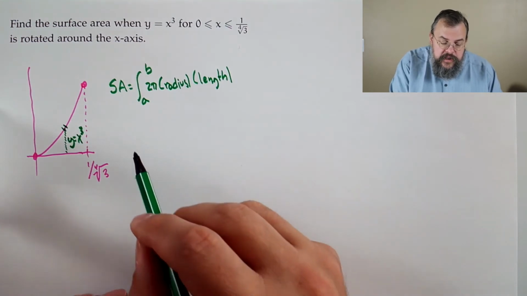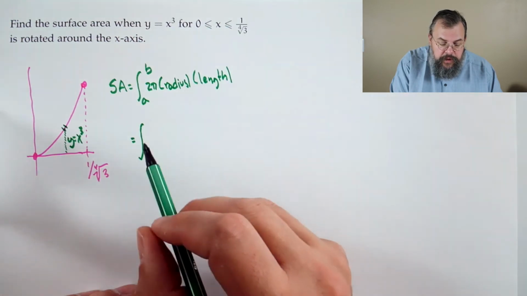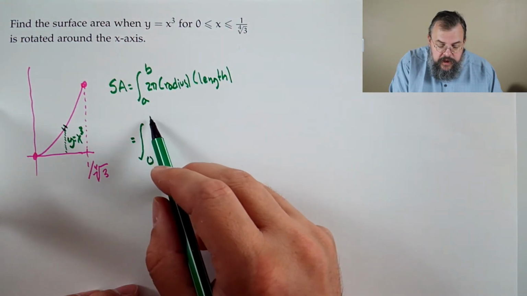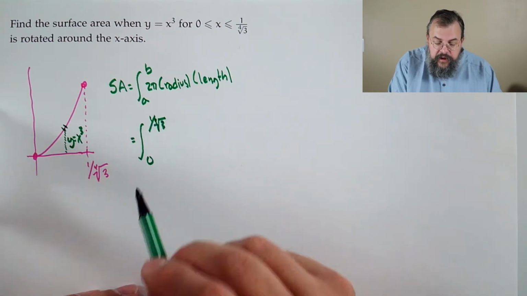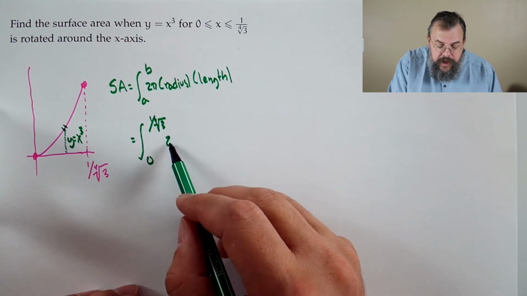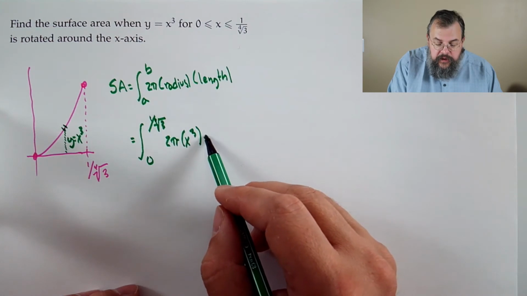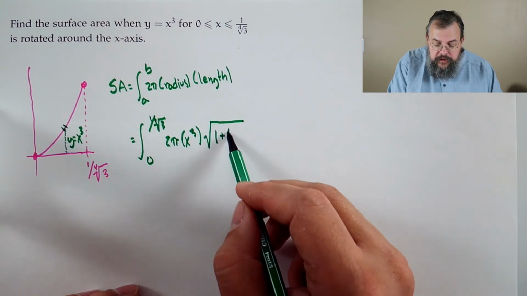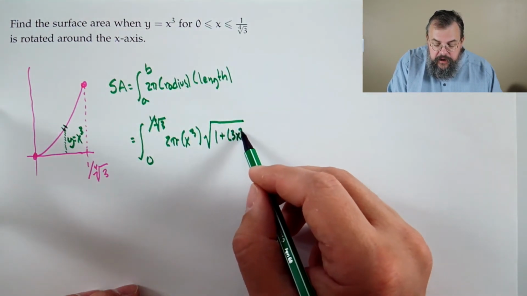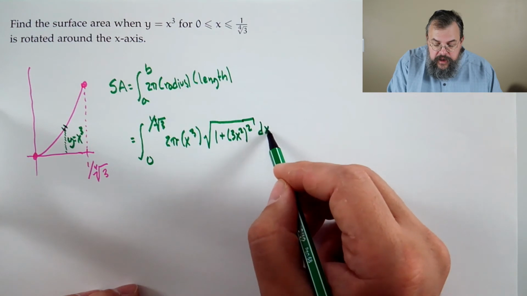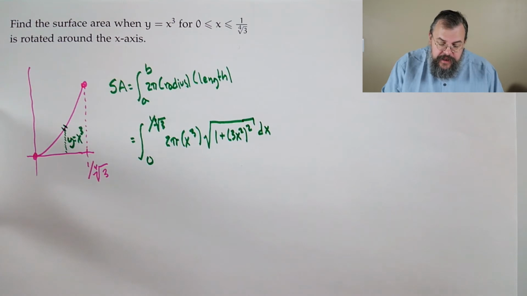So for us, we get that our surface area, we're adding up from 0 to 1 over the 4th root of 3. I know it's hard to read, that says the 4th root. 2 pi, our radius, x cubed. Then our length, that's the square root of 1 plus the function's derivative, which is 3x squared, dx. And there we go.